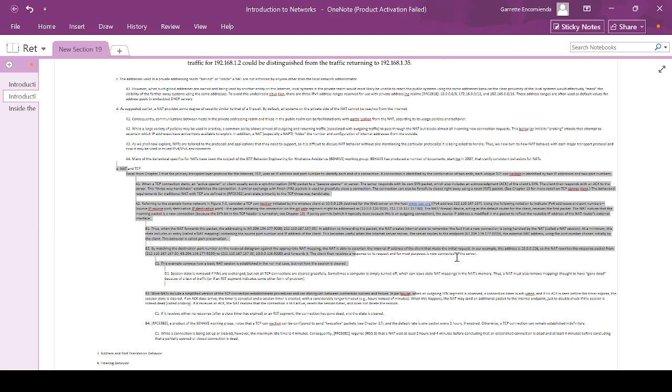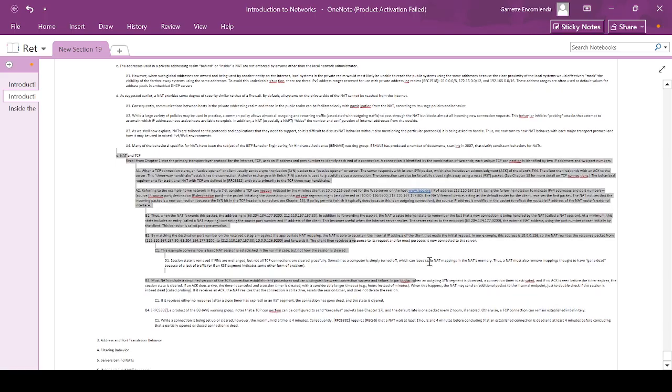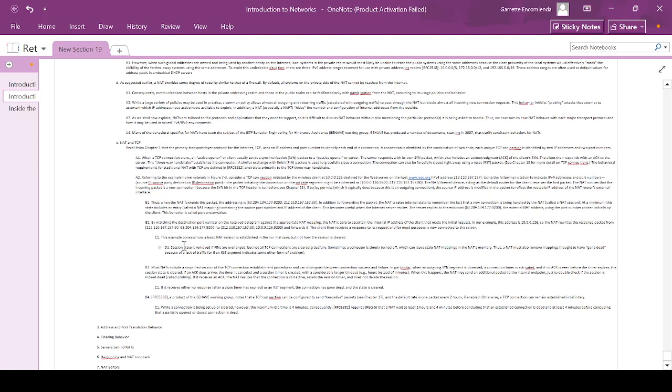This example conveys how a basic NAT session is established in the normal case, but not how the session is cleared. Session state is removed if FINs are exchanged. So session state in the NAT memory is only removed if you properly close it. But not all TCP connections are cleared gracefully. So this is where the RST comes from.